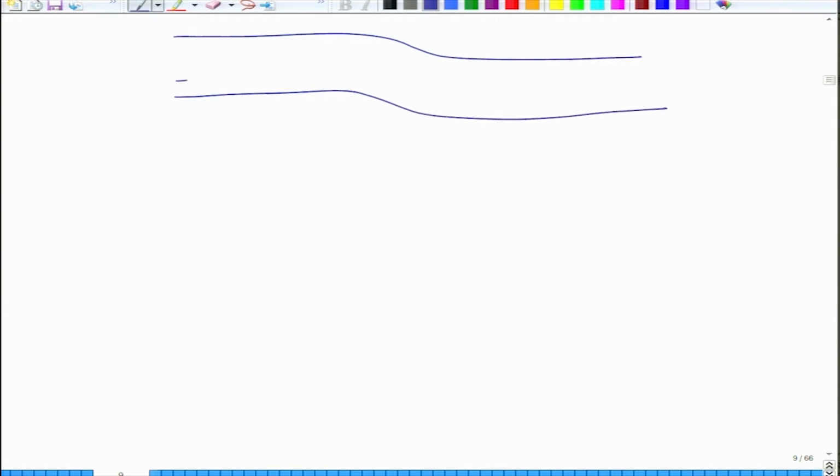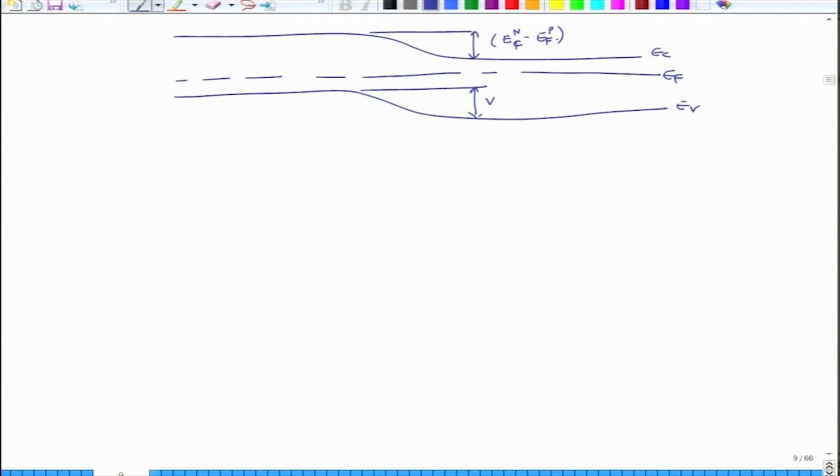So now if you plot the various things inside the semiconductor, you have an energy band diagram something like this. This is EF, this is EC, this is EV, and this is delta V. This delta V is nothing but the difference of EFN minus EFP, because both the Fermi levels were different. Now they have to align, which means this barrier is the same as the Fermi level difference.